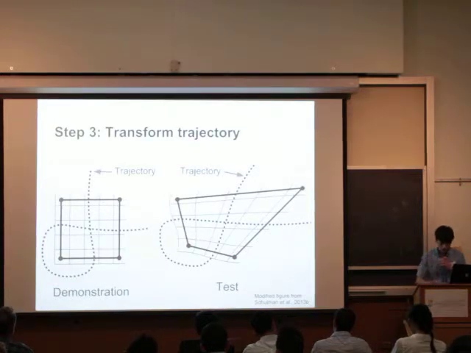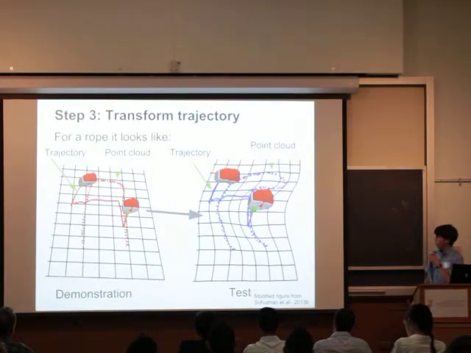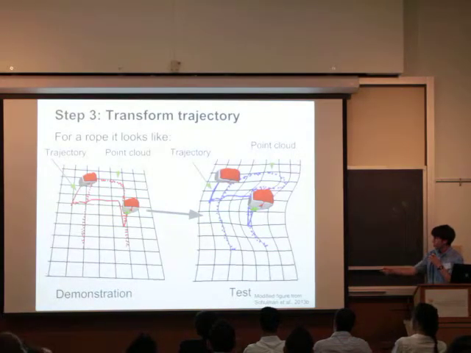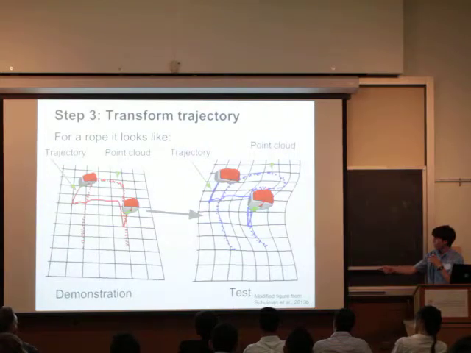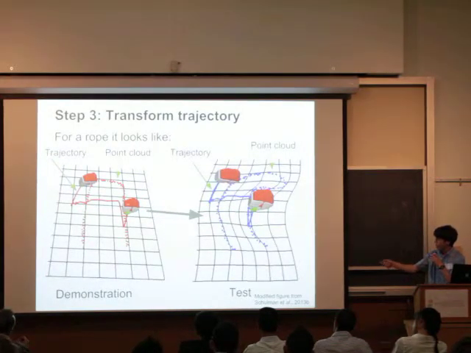Okay, so how does this actually work? Well, if you look at the demonstration, the red points are where the rope is. That's captured from the point cloud. And the solid red line is the gripper trajectory. So during the demonstration, the gripper picked up the rope there, moved it across here, and set it down there. Okay, so that's the demonstration phase.